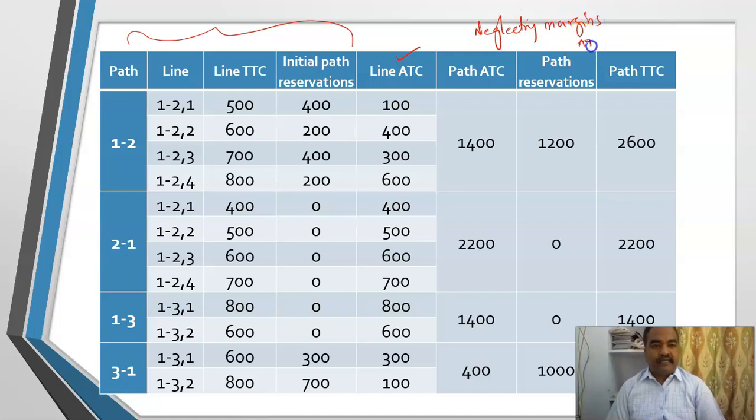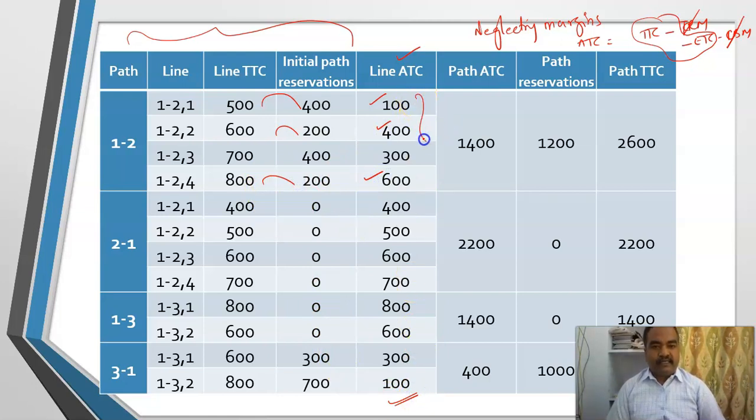Okay, what is ATC? ATC is equal to TTC minus margins I am neglecting. What were the margins? TRM minus ETC minus CBM, right? So I am neglecting these two. So my formula is TTC minus ETC. So 500 minus 400, it is 100. 600 minus 200, 400. 800 minus 200, 600. Like this everywhere. This is my line ATC.